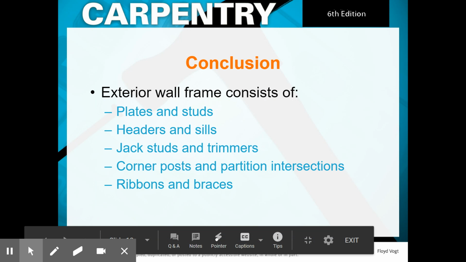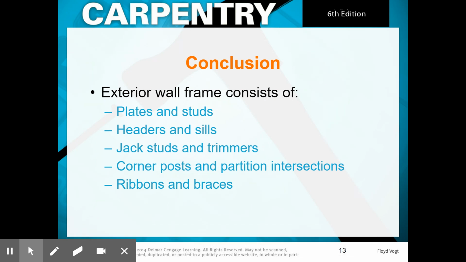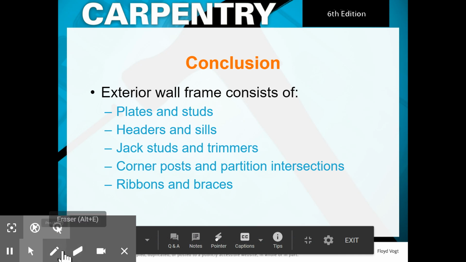So in conclusion, an exterior wall frame consists of plates and studs. So bottom plate or sole plate, and then our 2 top plates, the double top plate. Our studs, again, headers and sills, jack studs and trimmers, also known as, so we use trimmers but not as much in terminology. Corner posts and partition intersections, and ribbons, again, for balloon framing, and braces to get our walls plumb.